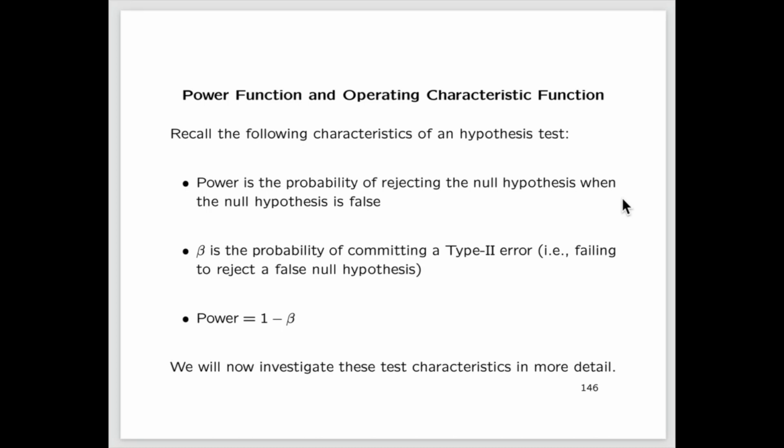Now, beta, on the other hand, is the probability of committing a type 2 error. In other words, it's the probability of failing to reject a false null hypothesis that should be rejected. The relationship between power and beta is that power plus beta is equal to 1. That can also be written power equals 1 minus beta, or equivalently, beta is equal to 1 minus power. Either way, power plus beta is equal to 1. Now, we're going to investigate these test characteristics in more detail.